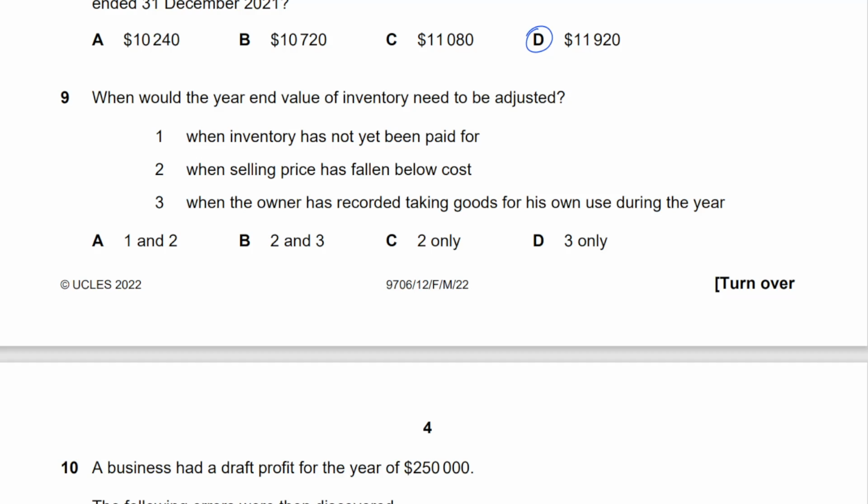But then the owner has already recorded it, and it was done during the year, right? So we don't have to adjust the value for inventory later on. So yeah, it's just two, right? Two only. That's the only option that makes sense, at least to me.